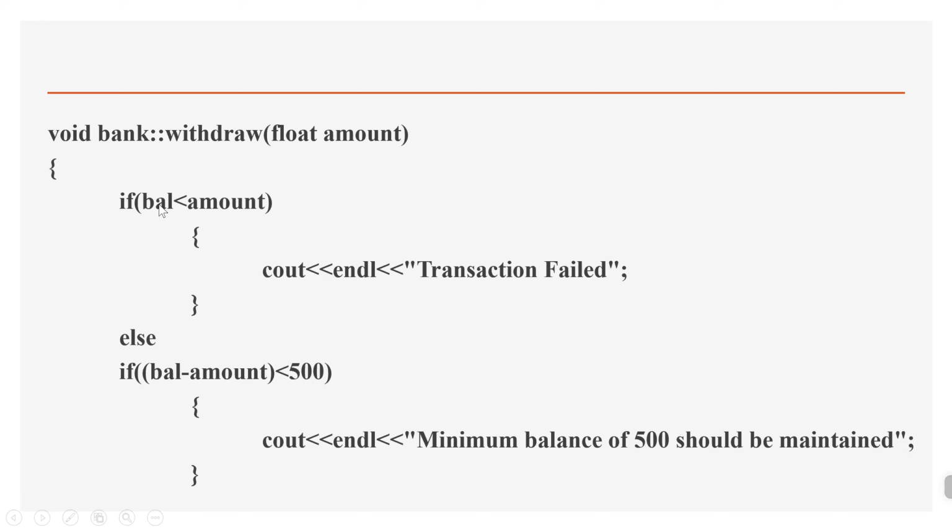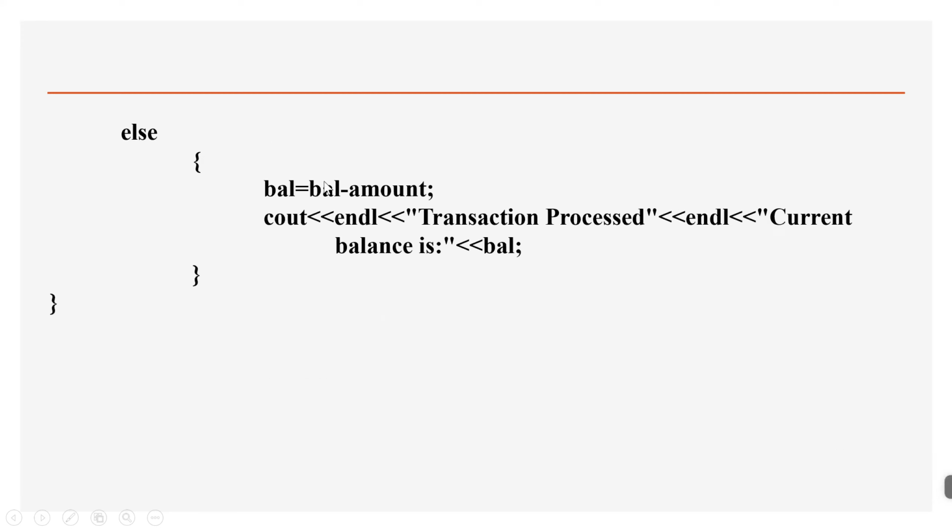Now the first condition does not satisfy: 1500 is more than 500, so this condition will not work. Then balance minus amount, 1500 minus 500, is also not less than 500, so this also will not work. So ultimately this last one will work. Then your balance will be updated to 1500 minus 500. It becomes 1000. Now your balance is 1000 after withdrawal.